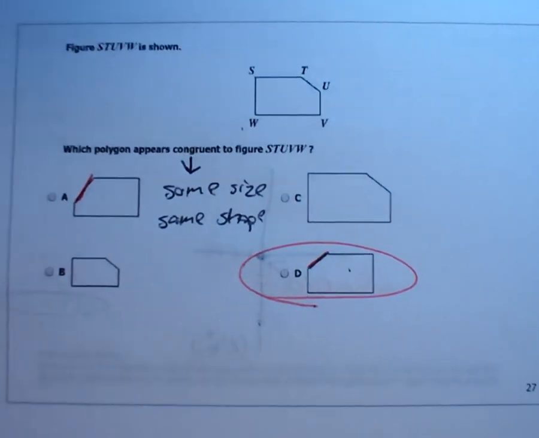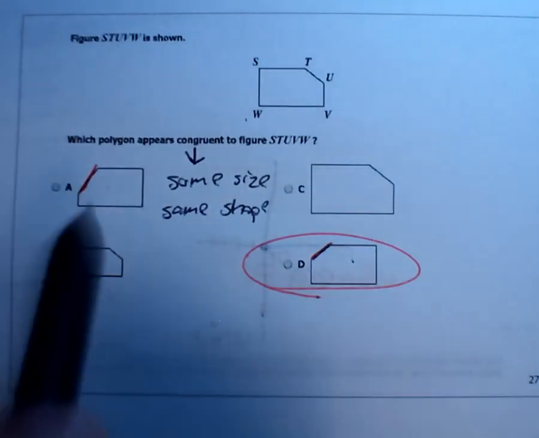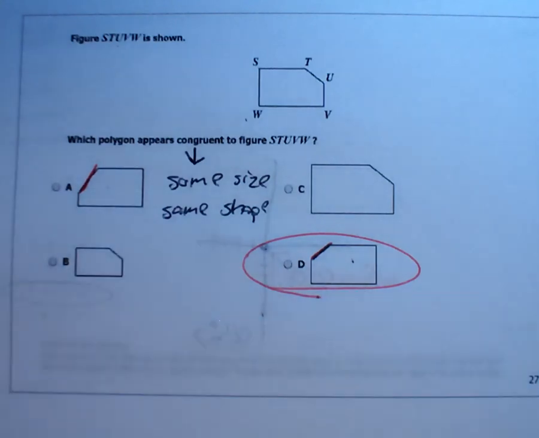All right, so just look closely. They're going to get you on little stuff like that because you're like, oh, they're the same size. They're the same shape. They're really not, because of that angle right there. All right, just keep that in mind. They try to get you on little things.